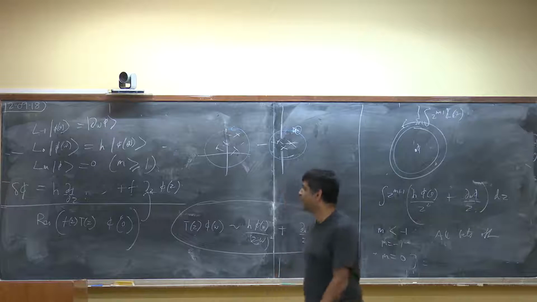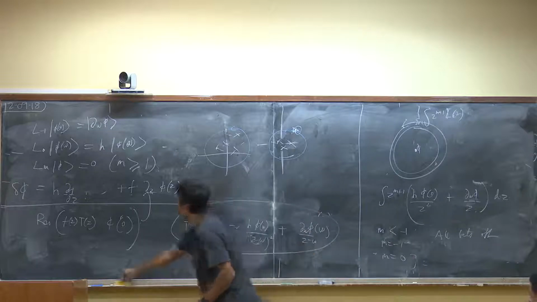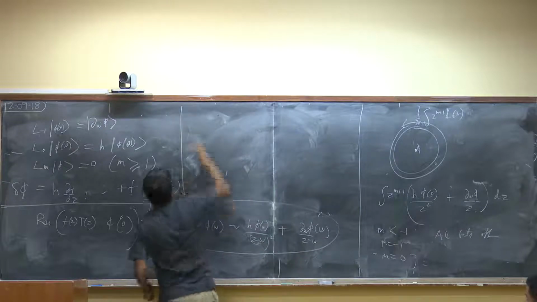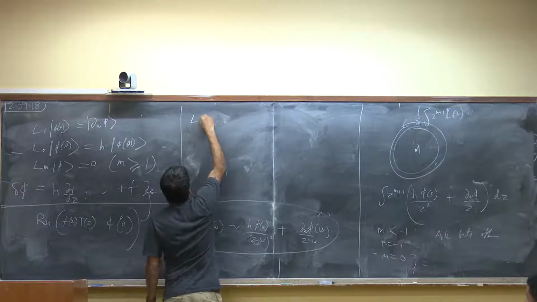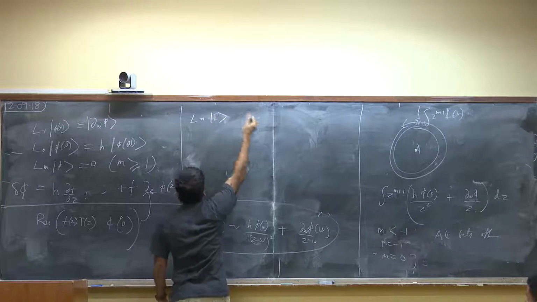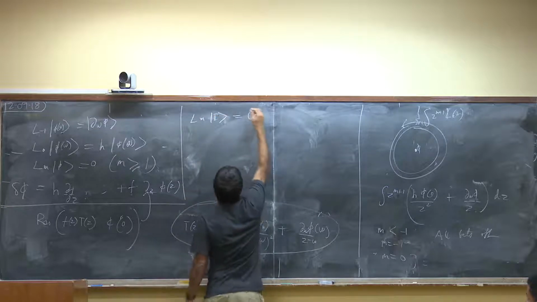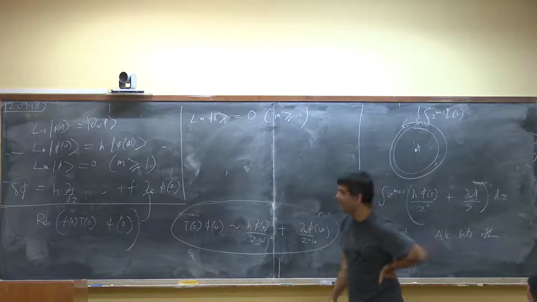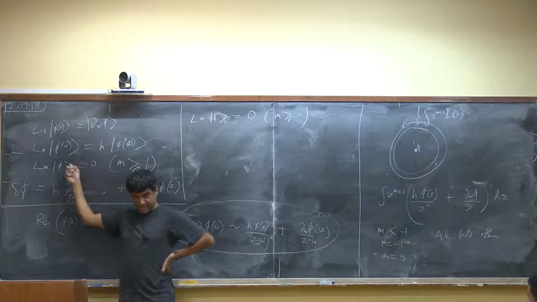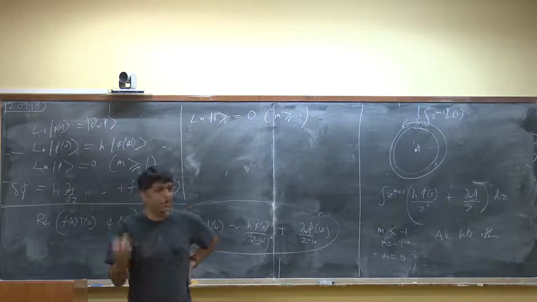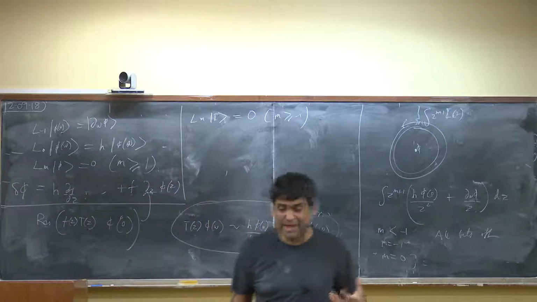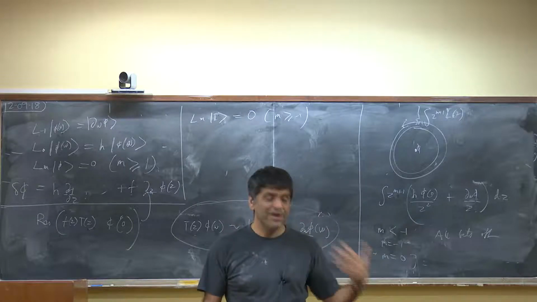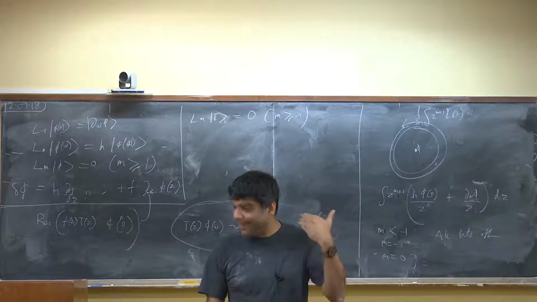Good. Let's remember what the analog was for the identity operator. We had L_m on identity equal to 0 for m greater than or equal to -1. Here we have L_m on an arbitrary primary operator. If you look at the action of L_m on a state dual to an arbitrary primary operator, it's 0 for m greater than or equal to 1.